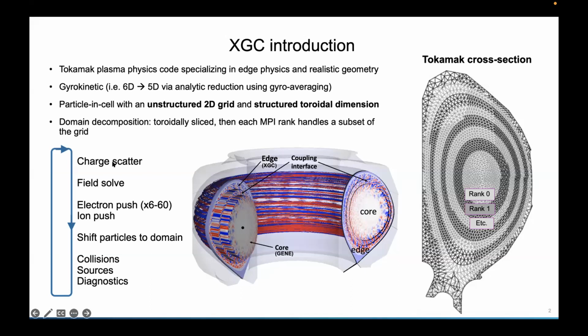And the basic algorithm is that there's particles moving around the domain that scatter their charge onto the grid, and then using the charge information, you get the electric field, and then that electric field is used to push the particles to their next location. The electrons move a lot faster, and so they get subcycled 6 to 60 times per step. And then once the particles are in their new position, they have to be migrated to their new MPI rank. And after that, there's additional physics like collisions, source terms, and then diagnostics.